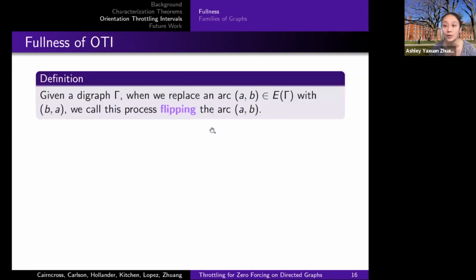So to do so, we need one last definition, and that's this process we call flipping an arc, which is exactly what it sounds like. It's just replacing an arc AB in a digraph with the arc BA. So simply just switching the direction that it goes in.